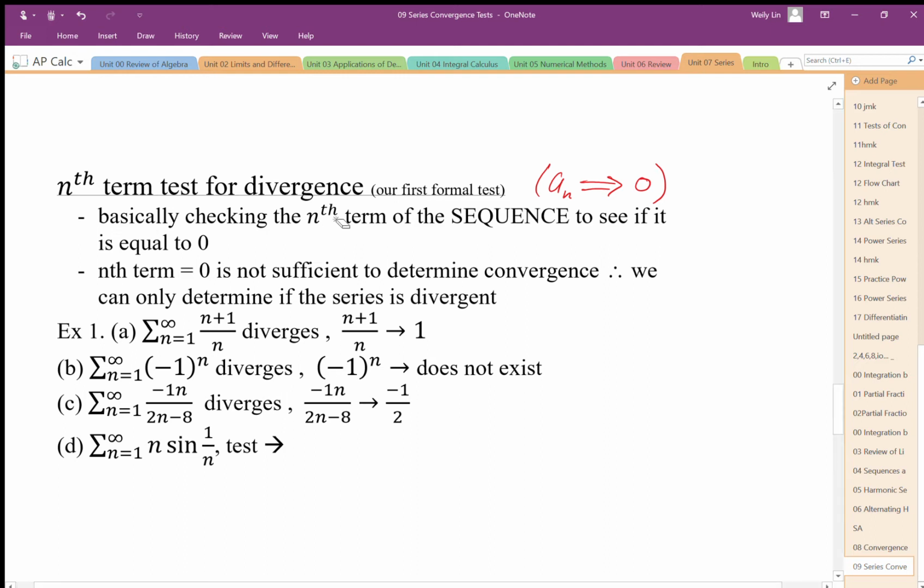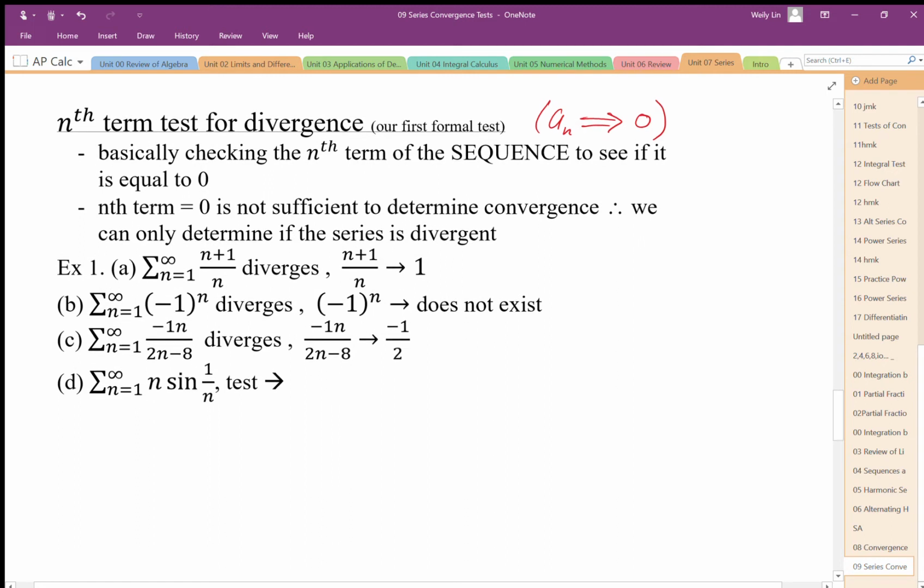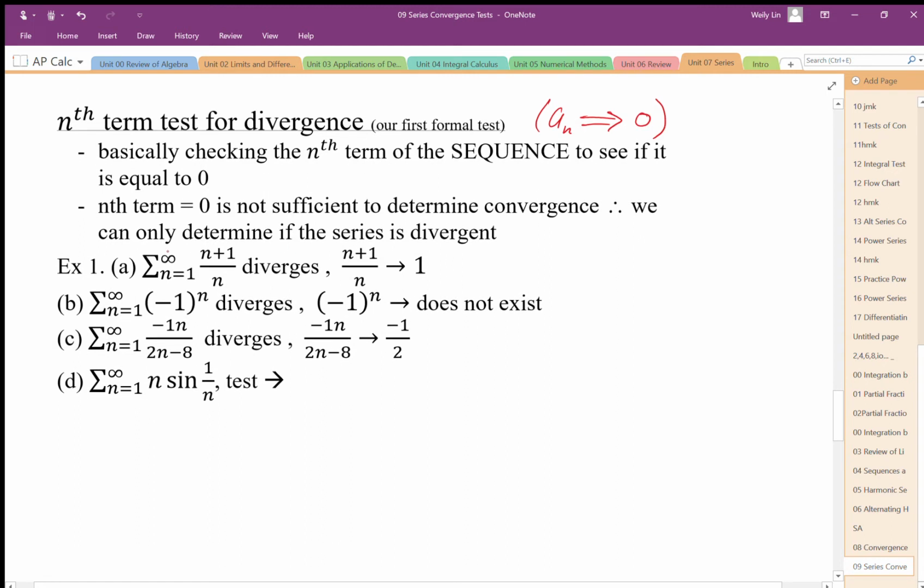Because if the sequence doesn't go to 0, there's no chance the series can. Okay, so this is called the Nth Term Test for Divergence. And really, this is our first criteria that we had to pass. So if we look at a series like this, (n+1)/n, we can establish right away it doesn't converge because this term does not go to 0.